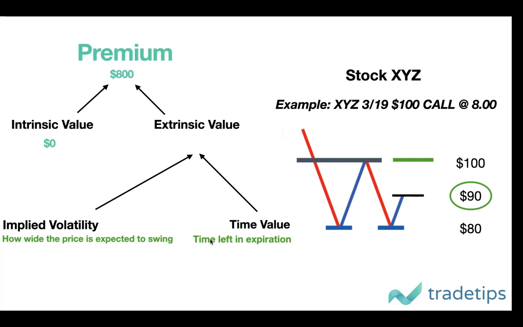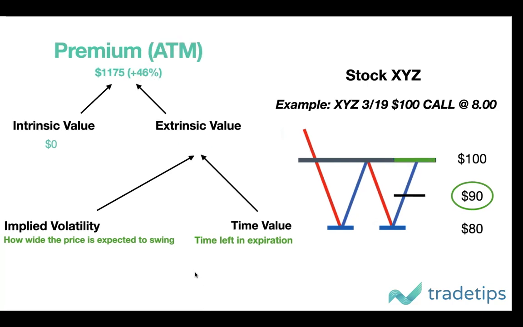But what about the rest of it? Well, the rest of it comes from the extrinsic value. They saw that the price of the stock moved from 80 to 90, and it's a pretty large price swing. And if people expect that it can go up to 100, that's reflected here in how much time is left. Let's say we have 1 month, and the implied volatility is showing that it's possible for us to hit that $100 strike price. Then it's going to be reflected with this very expensive premium of $800 in this case.